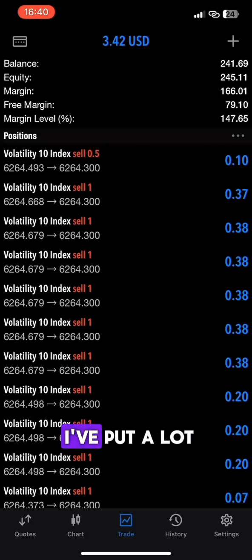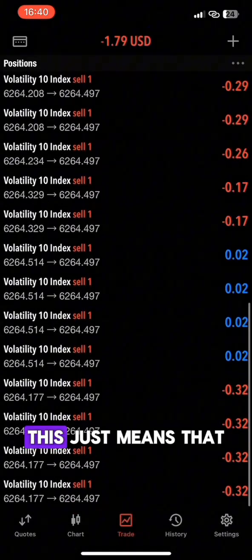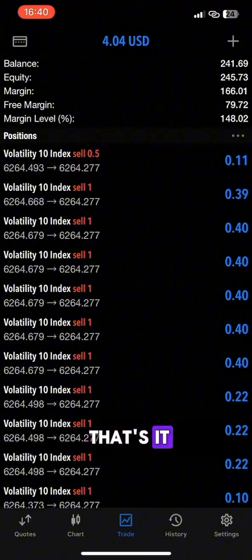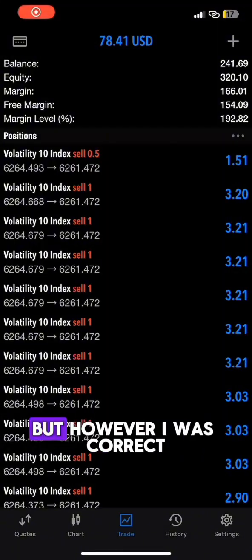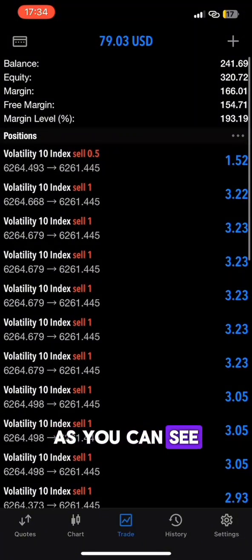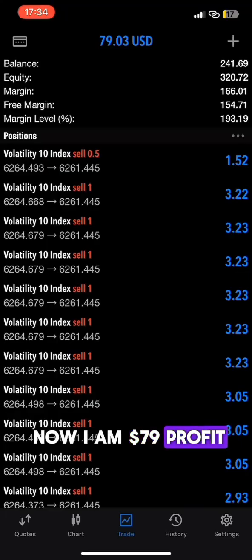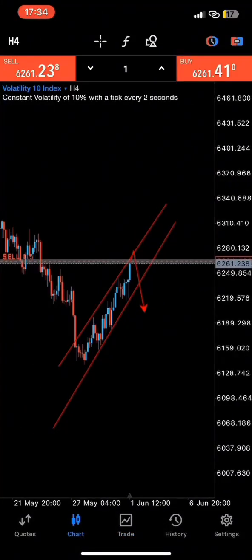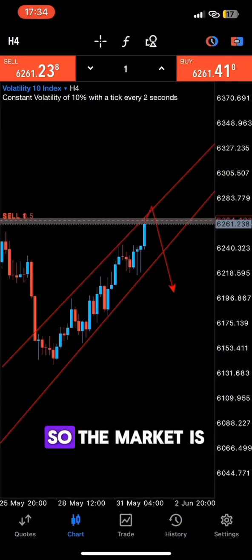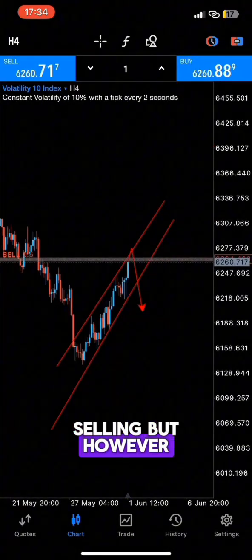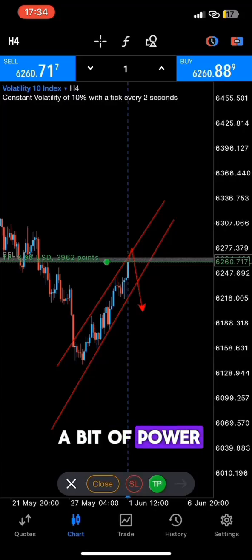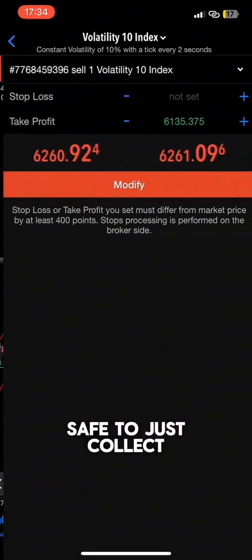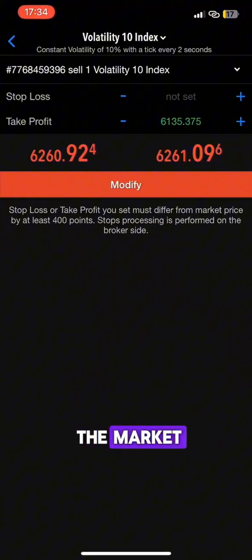As you can see, I've put a lot of positions. This just means that if I'm wrong, I'm just going to be beaten, and that's it. Eventually I will just lose the money. But however, I was correct. As you can see, now we're on $79 profit. The market is selling, but however, the bulls still have a bit of power. So it is actually safe to just collect some profit and then leave the market.